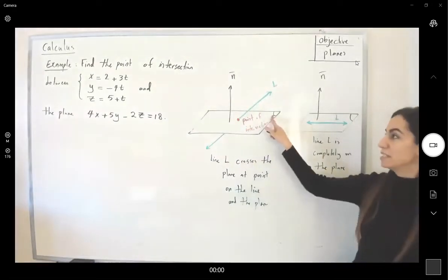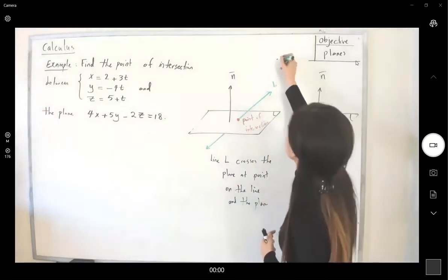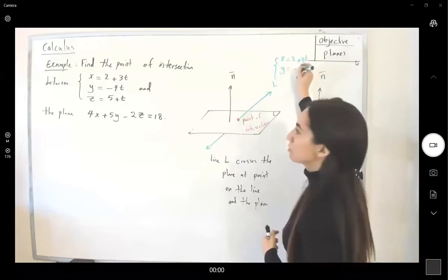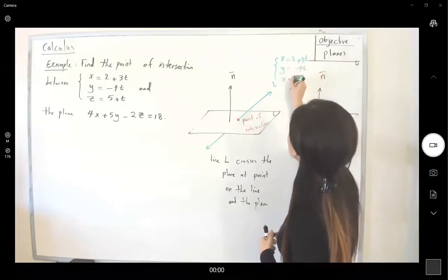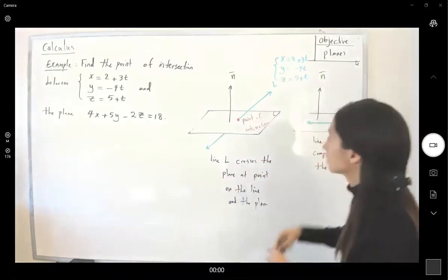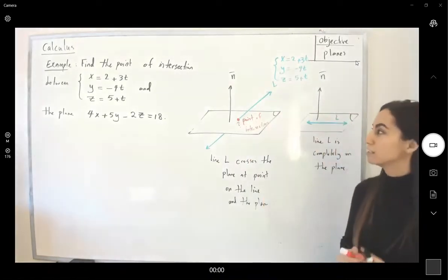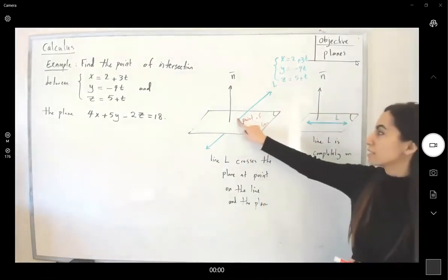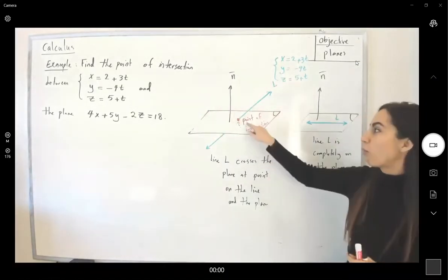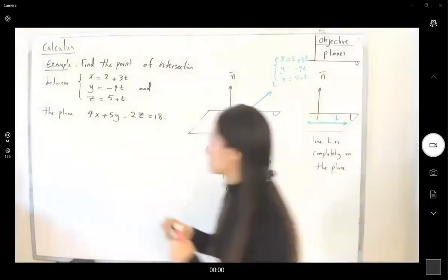We have a plane, we have a line, and the equation of the line is given to us as a parametric equation. So x is 2 plus 3t, y equals minus 40, and z is equal to 5 plus t. We want to find this point. What are the coordinates of this point? Again, note that this point is on this green line and on this plane. At the same time, the coordinates of this point satisfy both of these two equations.